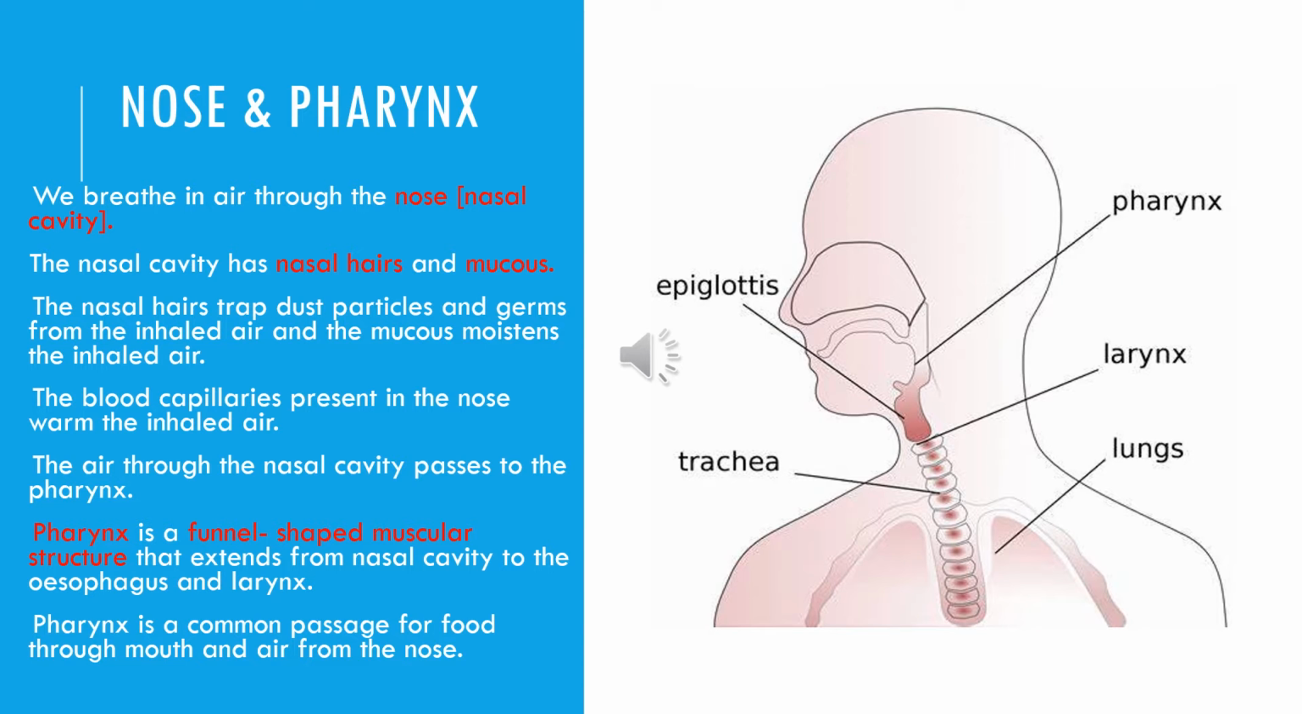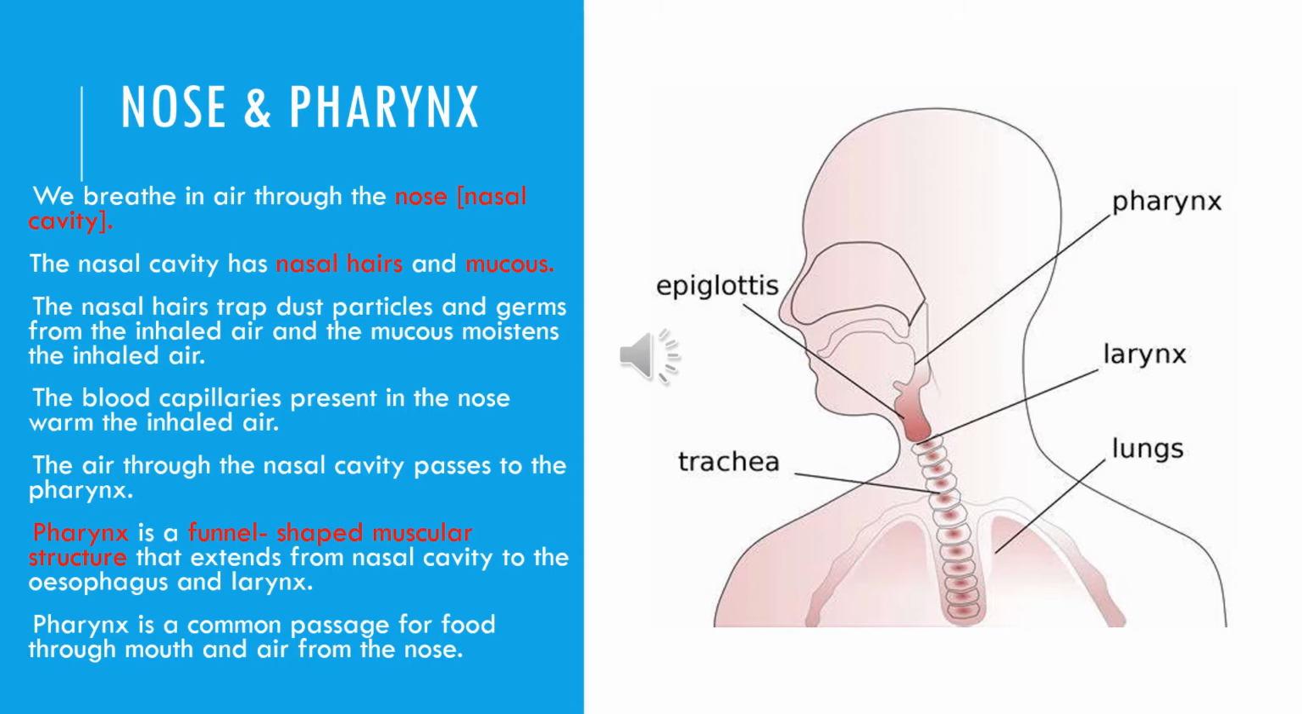Nose and pharynx. We breathe in air through the nose or the nasal cavity. The nasal cavity has nasal hairs and mucus. The nasal hairs trap dust particles and germs from the inhaled air, and the mucus moistens the inhaled air. The blood capillaries present in the nose warm the inhaled air. The air through the nasal cavity passes to the pharynx.